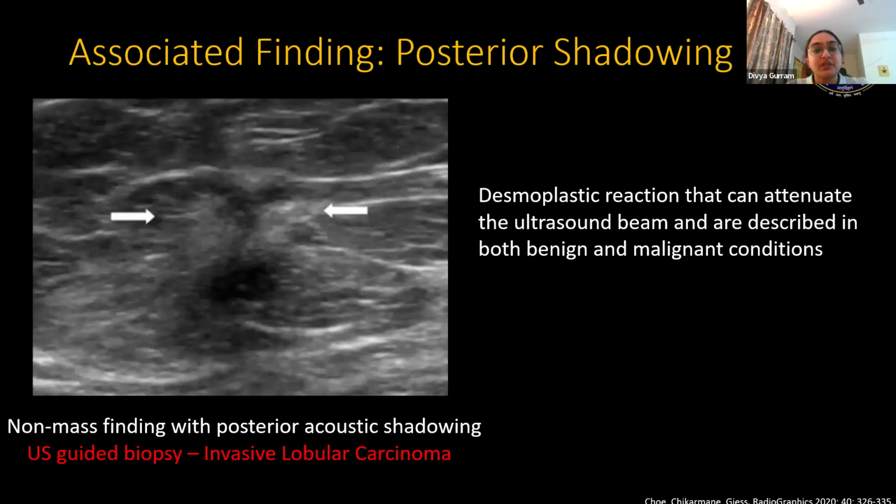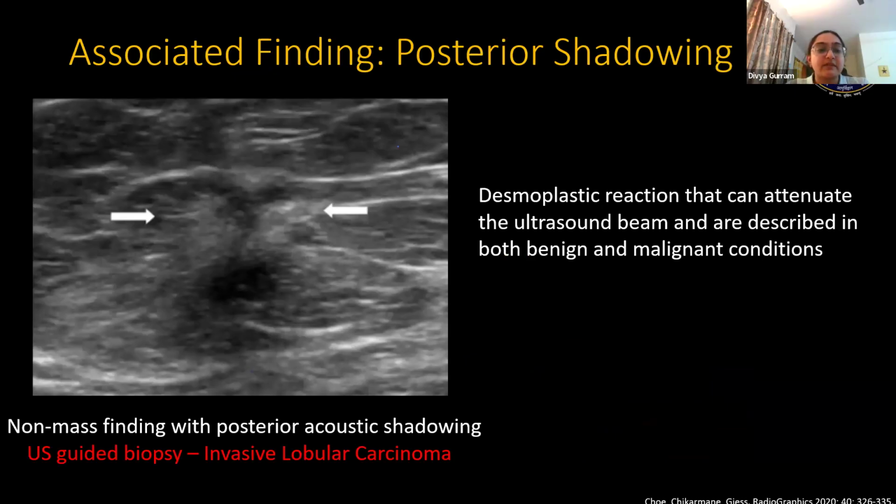Another sonographic feature that we encounter in non-mass lesions is posterior acoustic shadowing. Posterior acoustic shadowing indicates pathologic changes inciting a desmoplastic reaction that attenuates the ultrasound beam, and it's been described in both benign and malignant conditions.